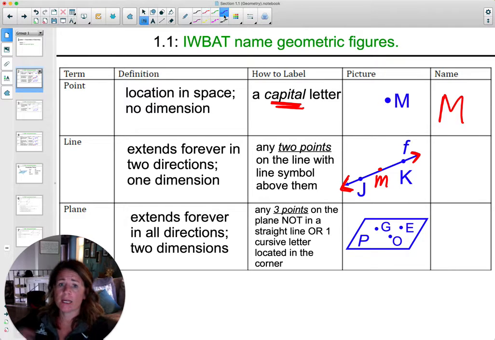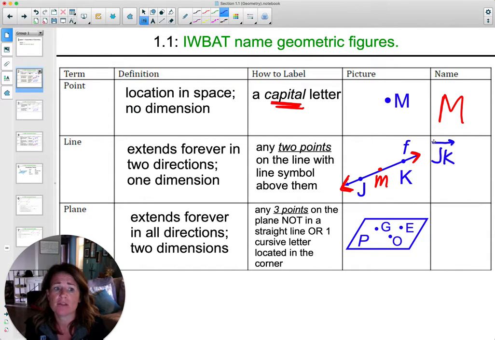When you name the line, or when you see it written out on a quiz or a test, or you're trying to write out what line you want me to look at, you pick any 2 points on this entire line, in any order, it doesn't matter, and you write them with capital letters because they're points. So you could choose J and K, write those 2 down, and then draw a picture of a line above it, with 2 arrows on the ends. JK, or you could do KJ, MK, KM, any of those.